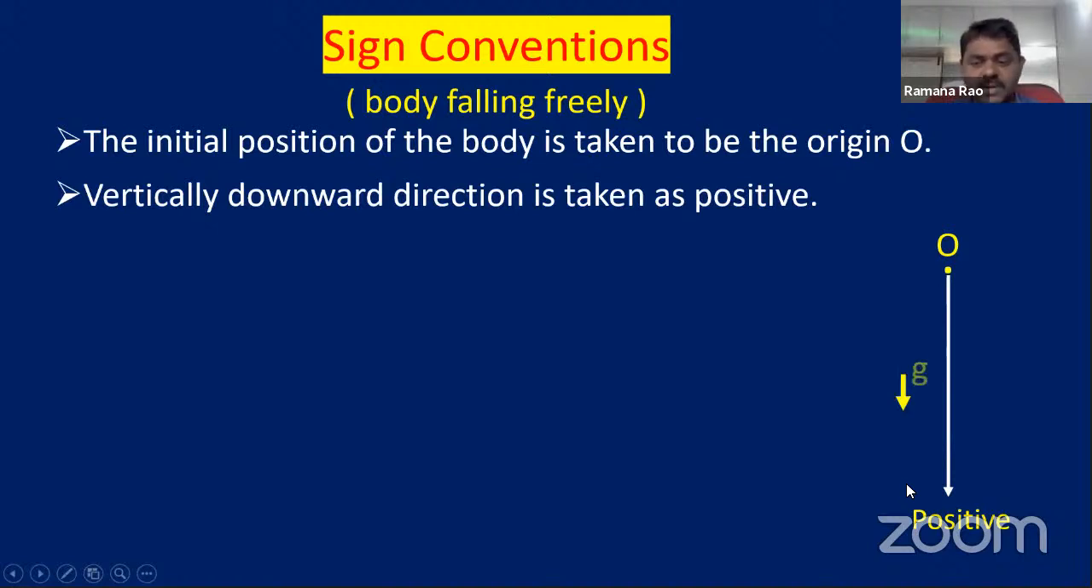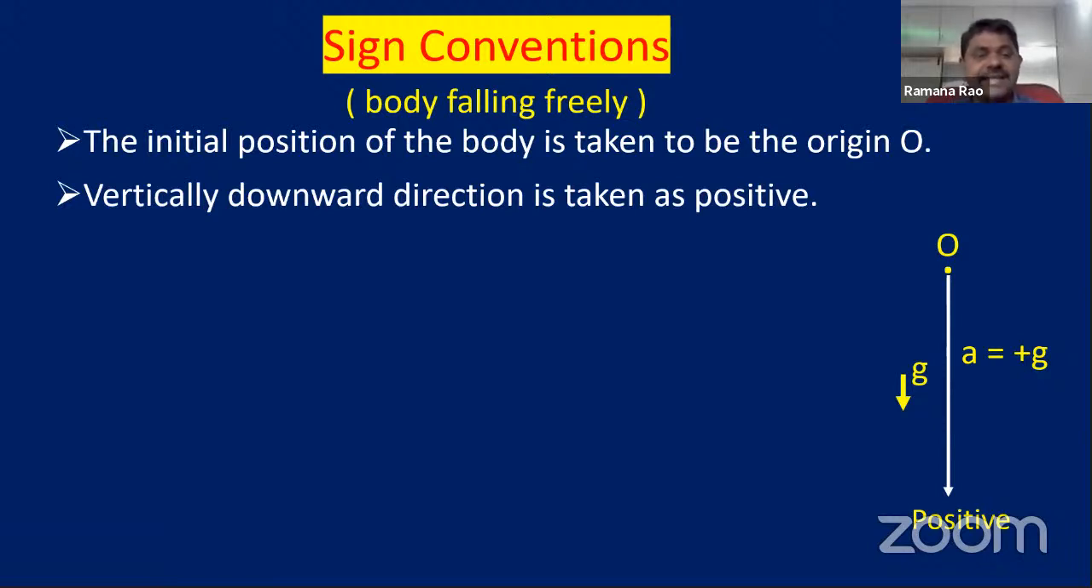And as you know, acceleration due to gravity always acts downwards. Dear children, concentrate, this is very important. Acceleration due to gravity always acts downwards, and the downward direction we considered positive. So acceleration due to gravity is also positive. That is why a equals plus g.